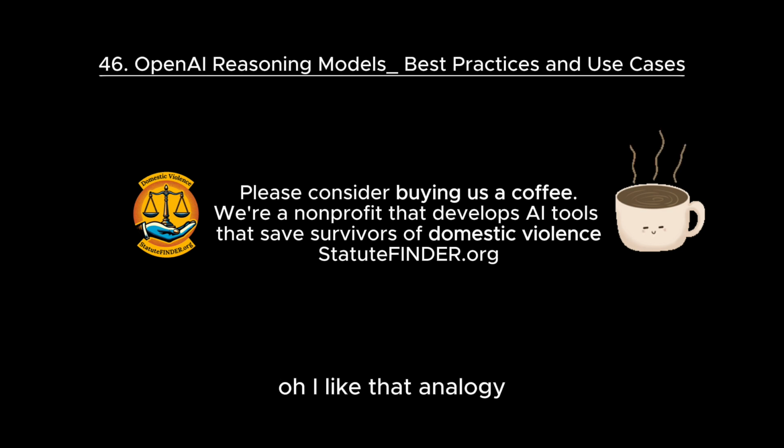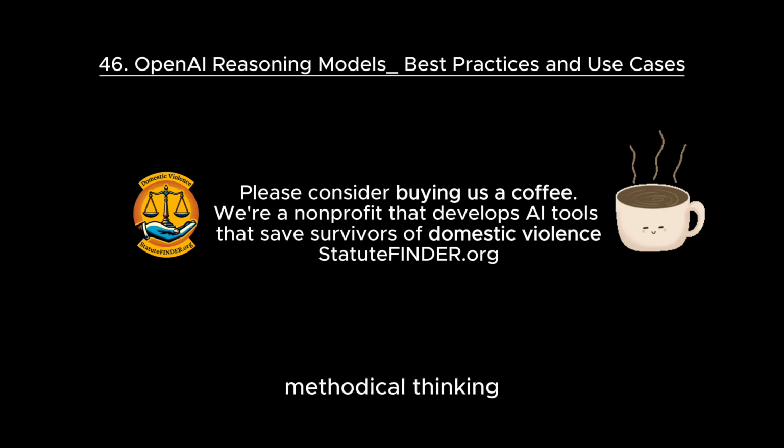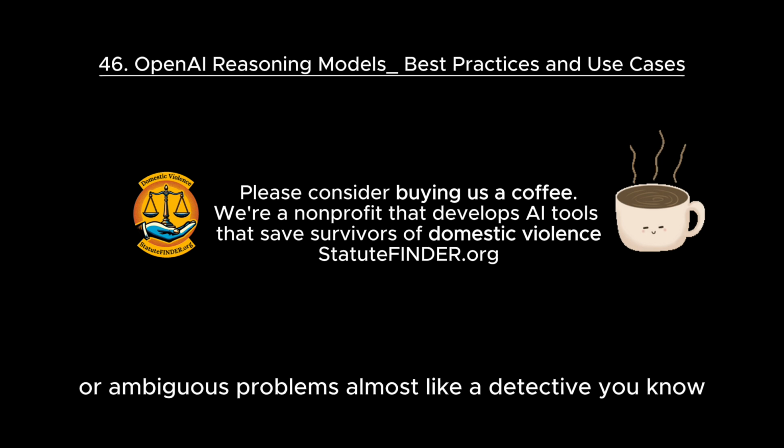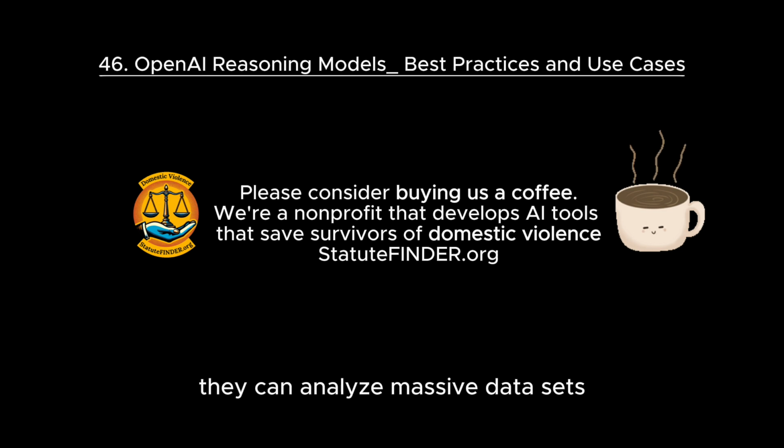Ooh, I like that analogy. Can you unpack that a bit more? What makes the reasoning models the strategic masterminds? So reasoning models, like those in the O series, are built for deep, methodical thinking. They shine when dealing with complex or ambiguous problems, almost like a detective, piecing together clues. They can analyze massive data sets, spot those subtle connections, and even ask clarifying questions if the information is unclear.